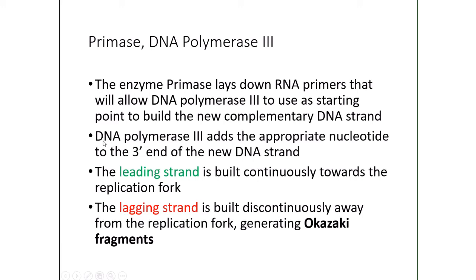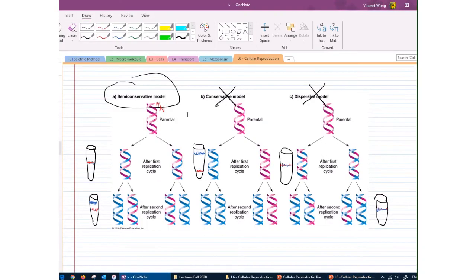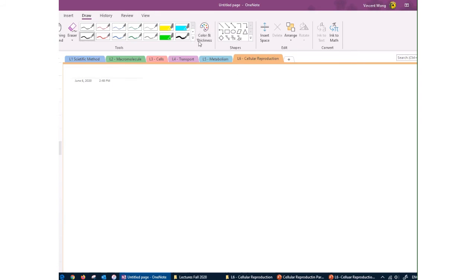The next problem is that DNA polymerase 3 can only add nucleotides on the 3' end, right? Which means one of the strands is going to be produced continuously, right? And that strand will be called the leading strand, whereas the other strand is going to be produced in fragments, and that is going to be called the lagging strand. So let me try to explain this a little bit better on a diagram, perhaps. Hopefully, it will make more sense.